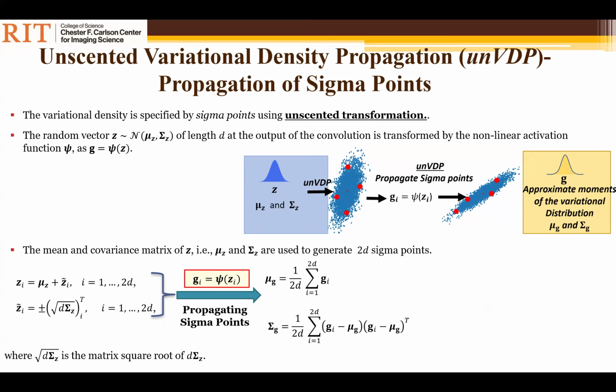Once I define those sigma points, we pass them through the nonlinear function, and then we compute their sample mean and sample covariance matrix. So first we generate the sigma points, we pass them through the nonlinear function, and then we compute their sample mean and sample covariance matrix at the output. That is applied to every layer where we face a nonlinear function in the neural network.